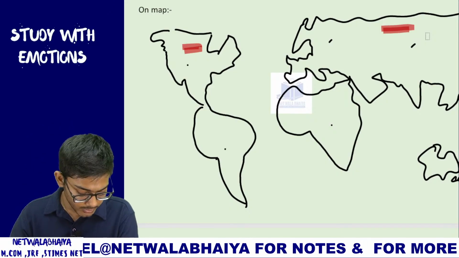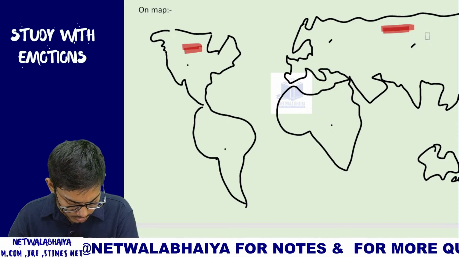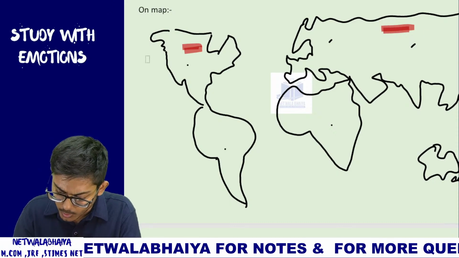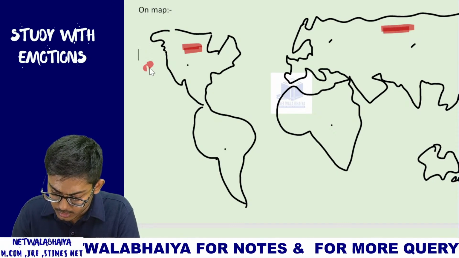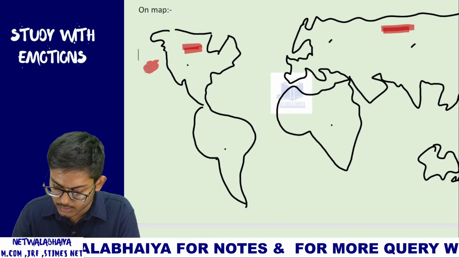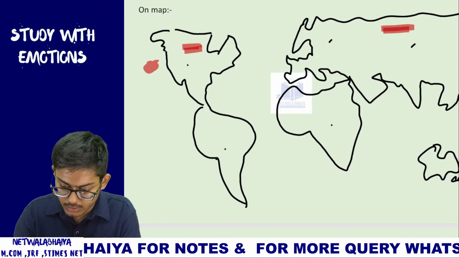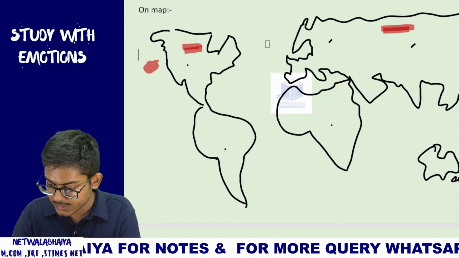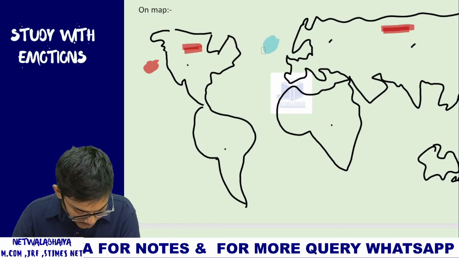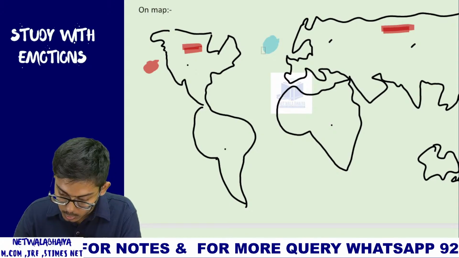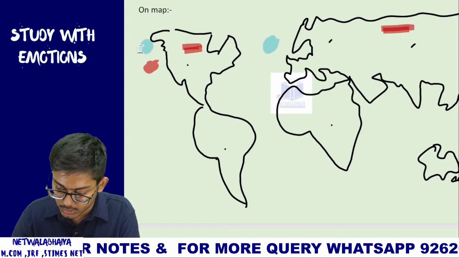Then we have the Azores high, we have the Hawaiian High. The Hawaiian High and the Azores High are all situated here. Then we have the Icelandic Low, this is your Icelandic Low. Then we have your Aleutian Low, the Aleutian Islands are here, the Aleutian Low.